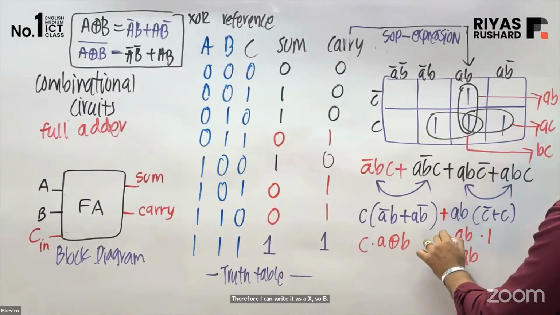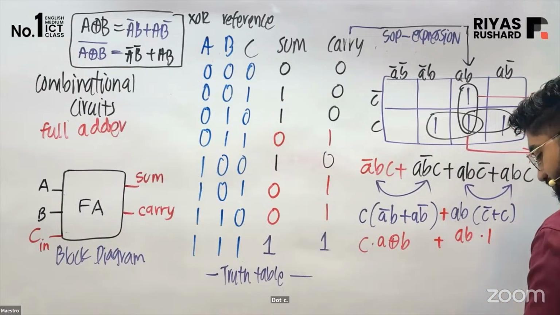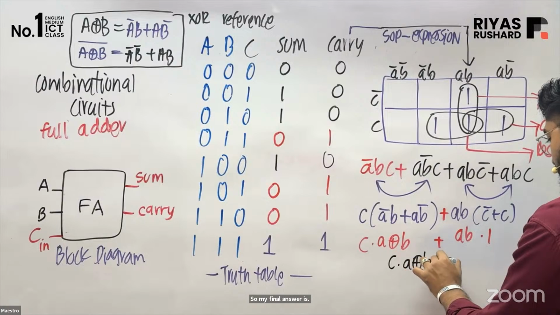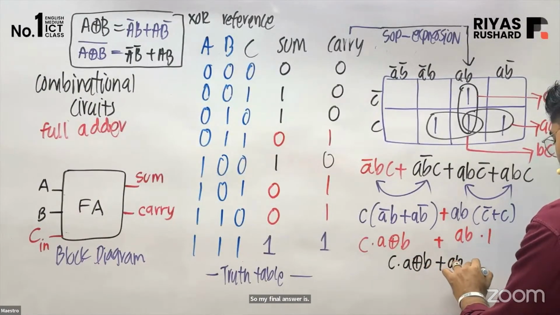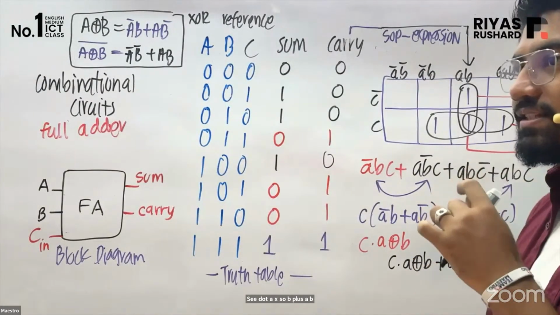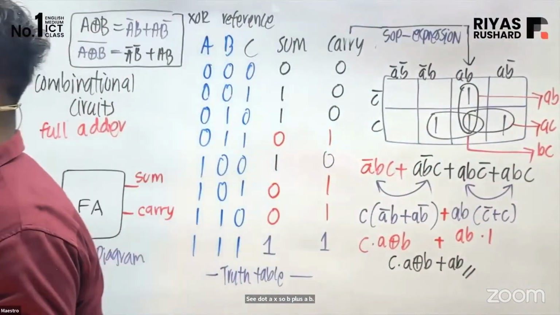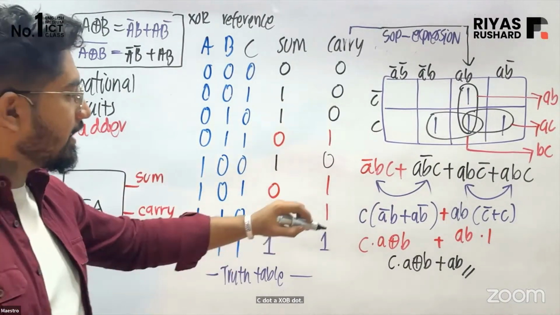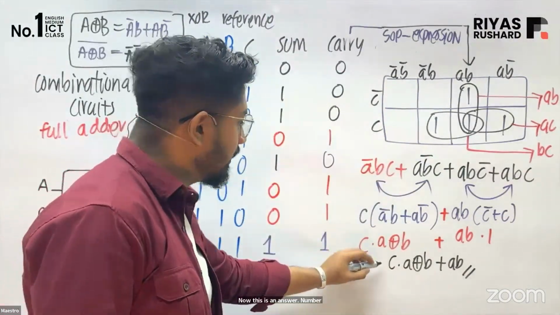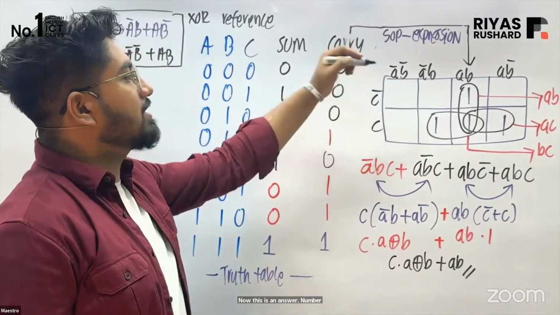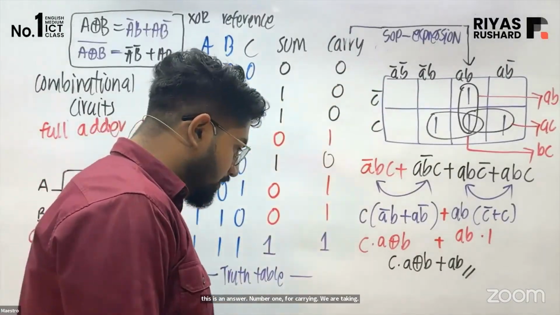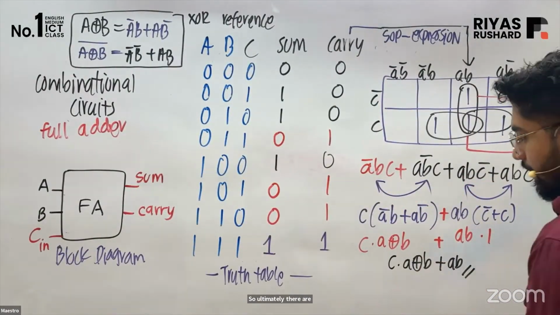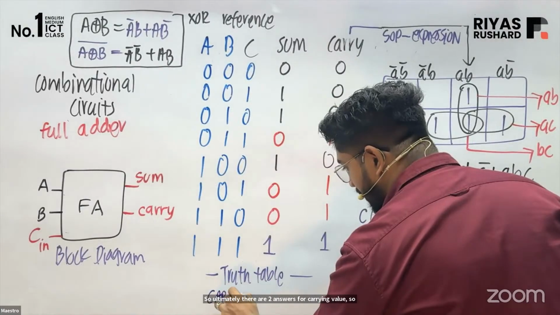So my final answer is C dot (A XOR B) plus AB. Now, this is answer number one for carrying that we are taking. This is another answer that we can obtain for the carrying value. So ultimately, there are two answers for the carrying value.